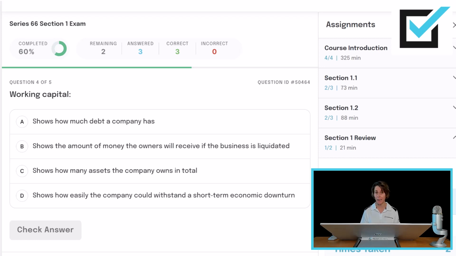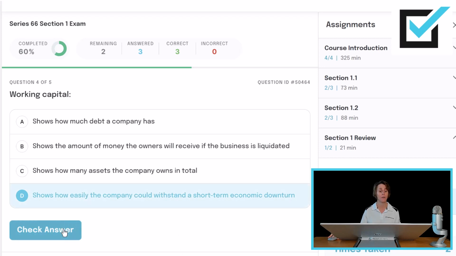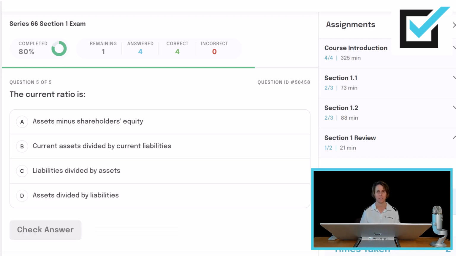The formula for working capital is current assets minus current liabilities. Working capital is a dollar amount. So if there was to be a short-term economic crisis, do they have more cash than they owe as far as their current liabilities go? Would they be able to make it in the short run? Working capital.